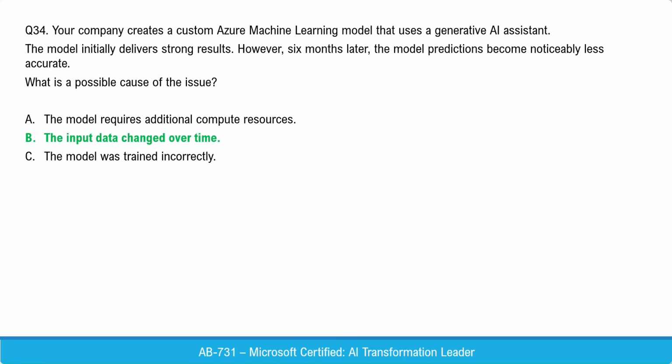Now let's take a look at other options. Option A talks about compute resources that might affect speed or performance, but not accuracy over time. Option C suggests the model was trained incorrectly. But since the model worked well initially, this is not an issue. So when accuracy drops after a period of good performance, the most likely cause is data drift. That's why the correct answer is option B.